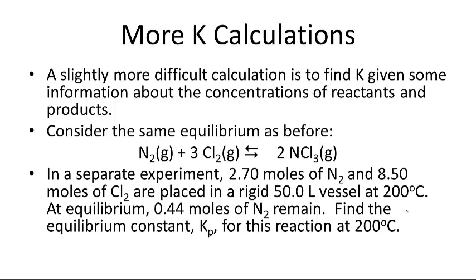Okay. How much NCl3 do we have at the beginning, if we're just adding N2 and Cl2? How much of this do we have at the beginning? 0. The reaction hasn't started yet. So initially in my vessel, I have none. So at equilibrium, I have 0.44 moles of N2. Find Kp for this reaction at 200 degrees C. So this is a new temperature. It's hot. So the Kp will be different.